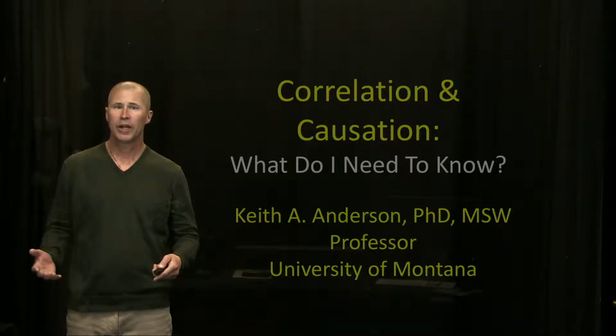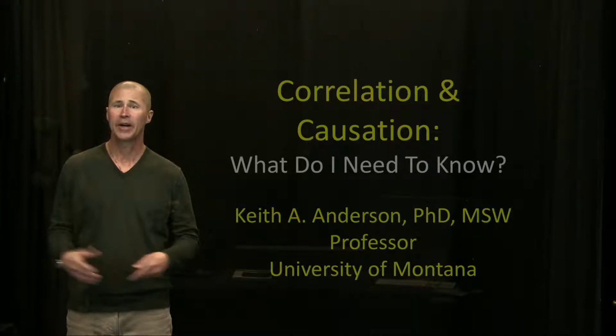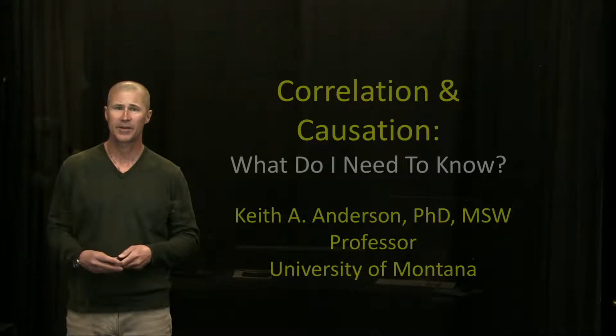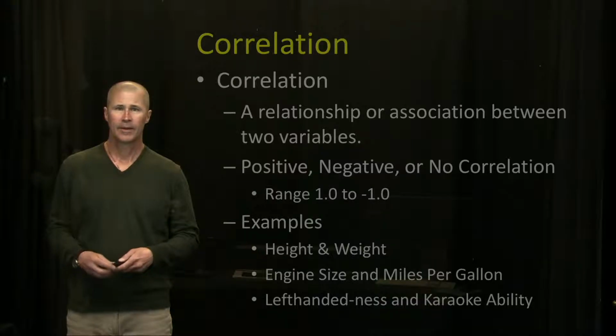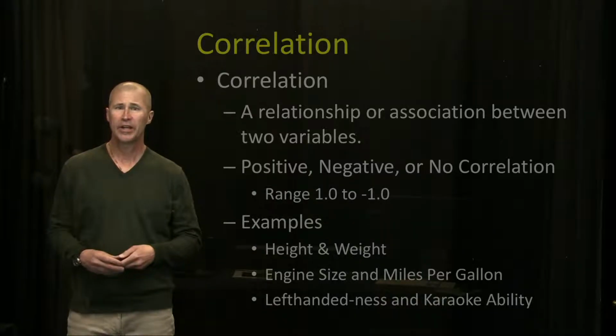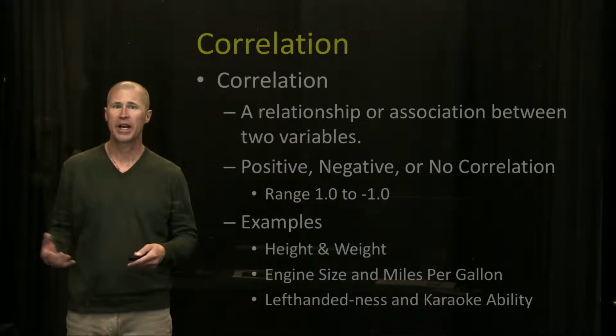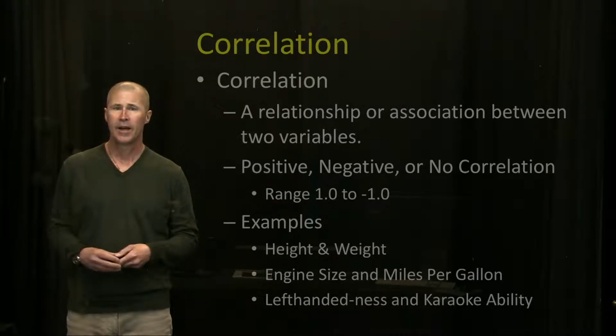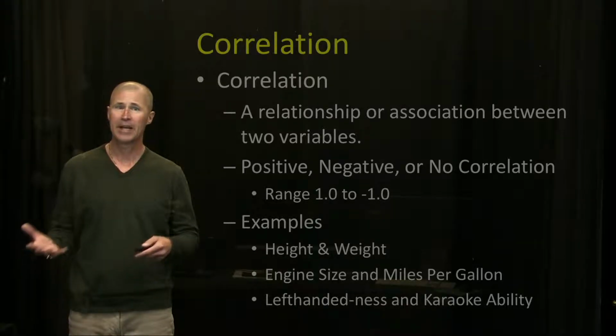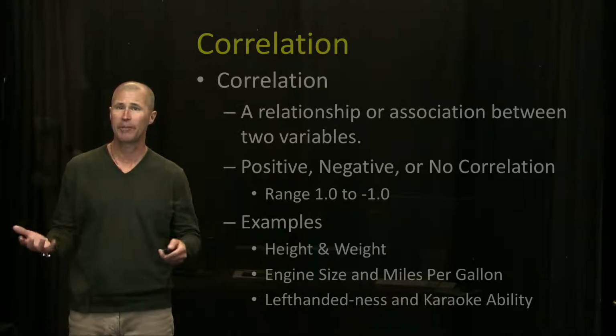Today we're going to talk about correlation and causation, what you need to know, and how to differentiate between these two concepts. So what is correlation? Correlation is simply a relationship or an association between two variables. Correlation can be positive, it can be negative, or there can be no correlation. Correlation coefficients range from 1.0, which is a perfect positive correlation, to negative 1.0, which is a perfect negative correlation.